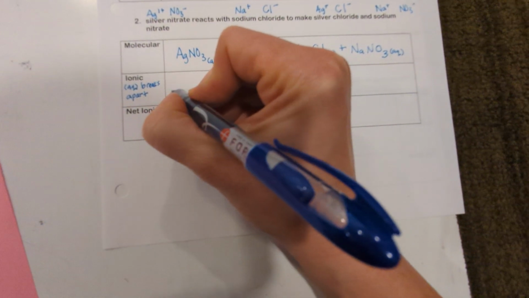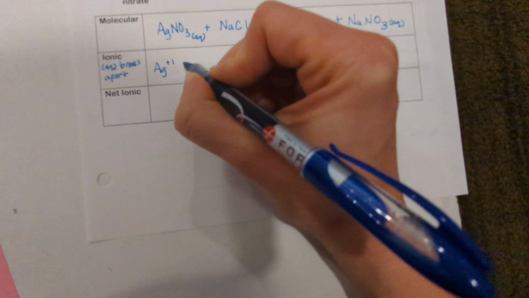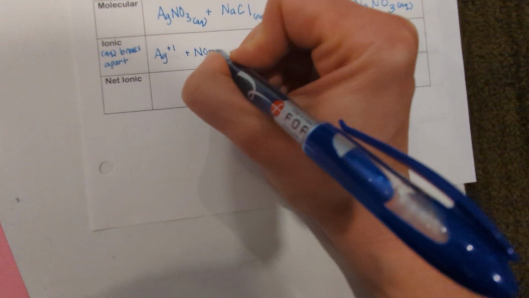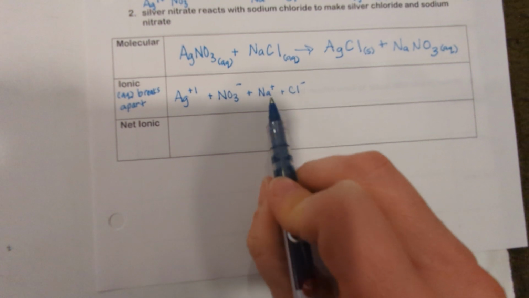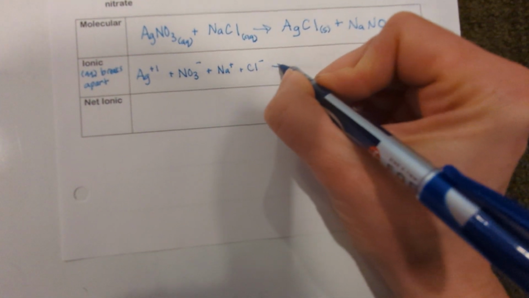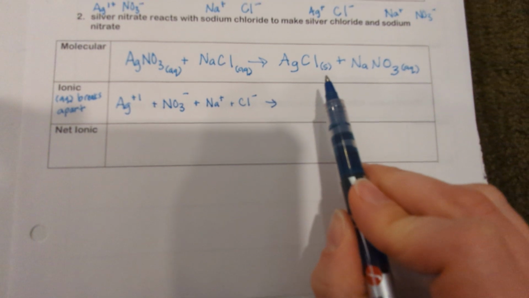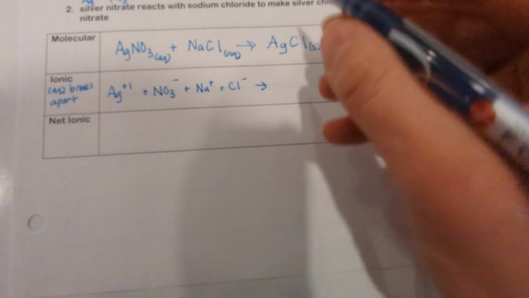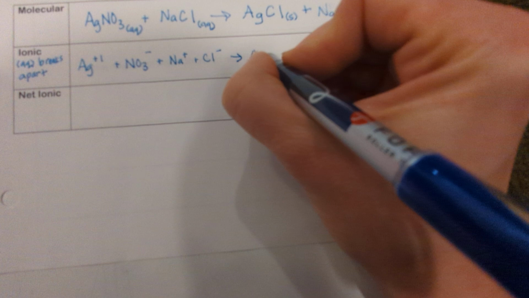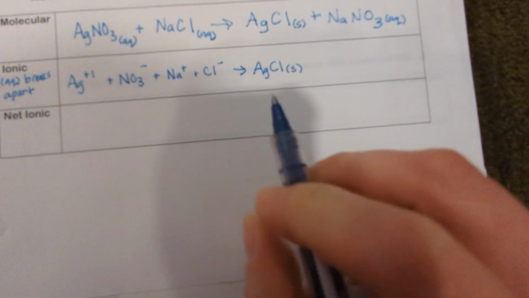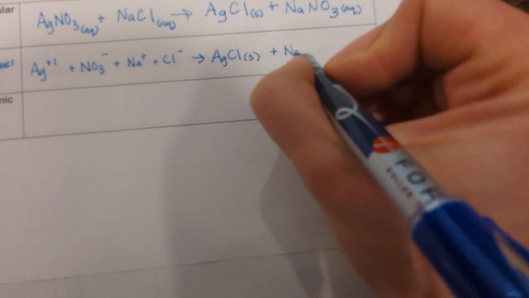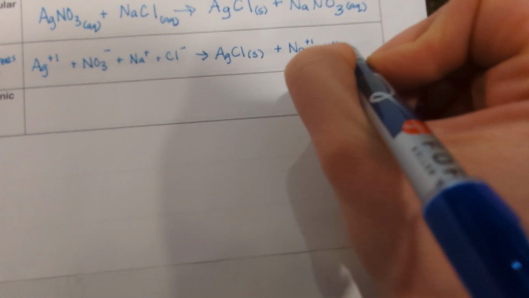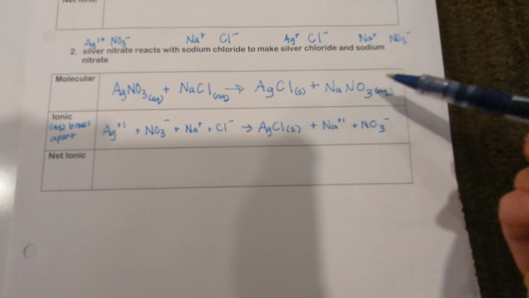Anyway, so now I break it apart into its ions. When I say ions, it just means we put the charges back on. If something is solid, we do not break it apart. We just carry it down. You just rewrite it. That's aqueous, so it breaks apart into its ions. And I should say this was already balanced.